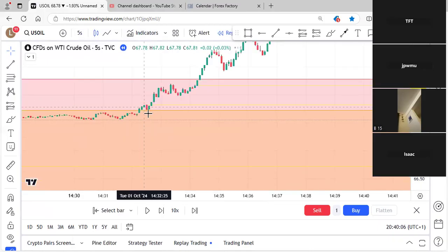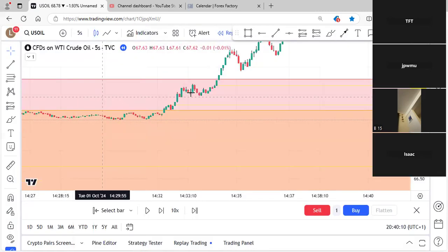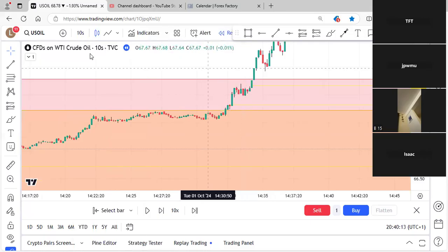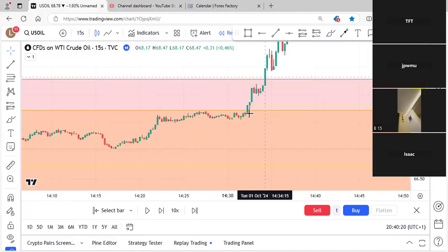Just show you a bit lower. 5 no good, 10 might be better. And then it sort of switches around again. On the 15 looks good anyway. So yeah, this decent push here.